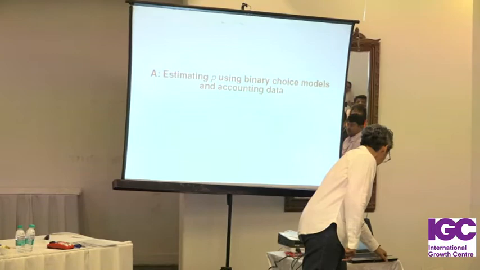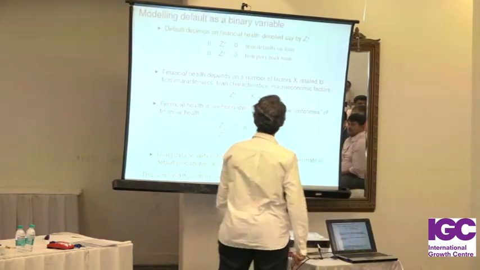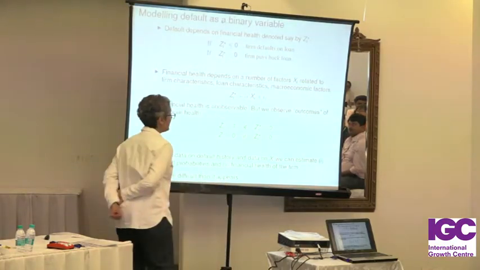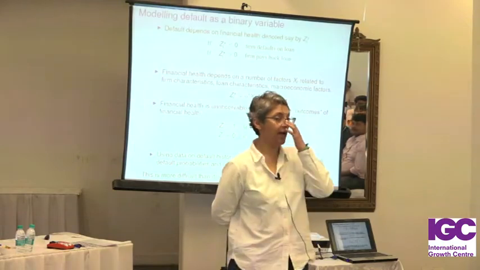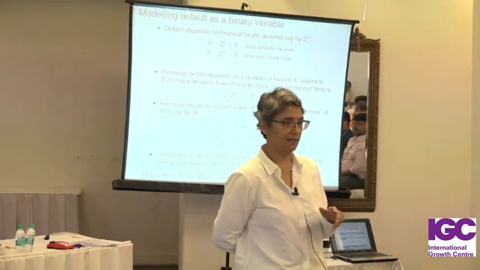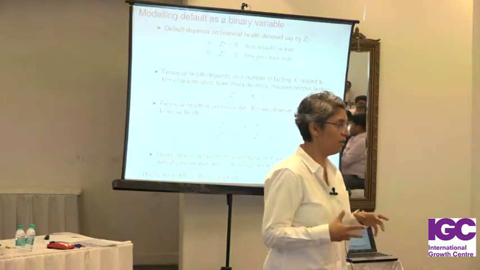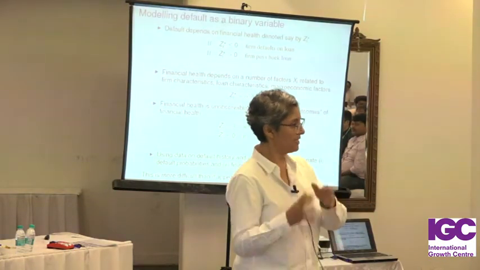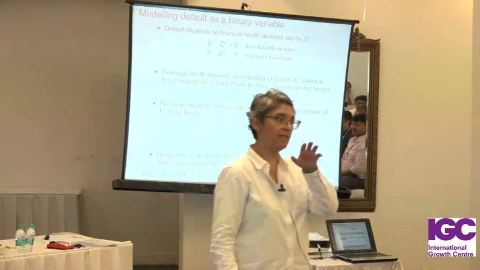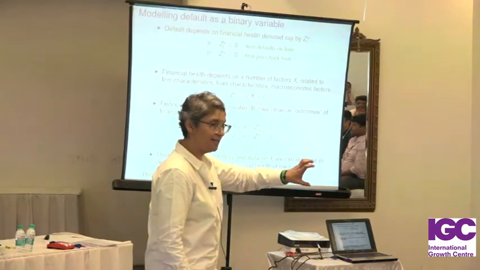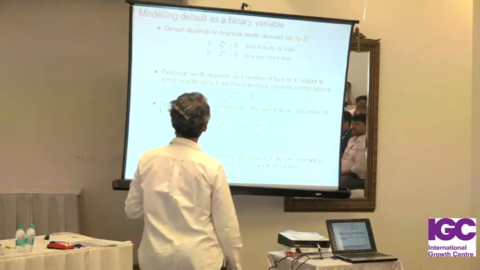So part A, estimating P using binary choice models and accounting data. So what is the default, right? We think that the default of a company actually tells you something about the health of the company. A company that is sick, that is not internally well functioning, is the one that's likely to default. That's why we make the link between what is happening inside the company and the outcome, which is the binary of one or the other.